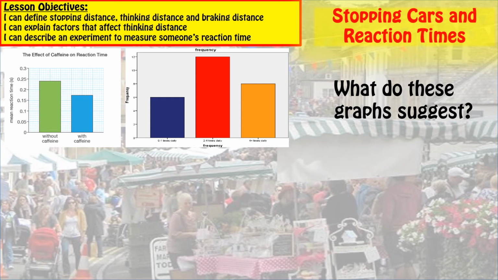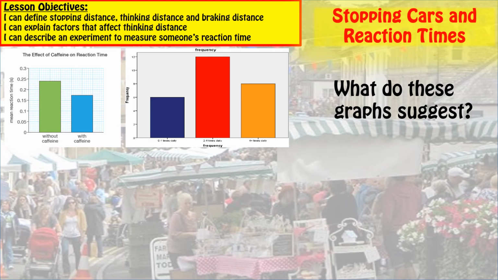The graph on the right shows that if you have 2 to 4 cups of coffee or 2 to 4 shots of caffeine, then you're going to have a much faster reaction time. But if you have too little or too much, it can actually have a negative effect. Okay, so the orange bar shows if you have 4 or more cups of coffee or any energy drinks, it actually decreases your reaction time.